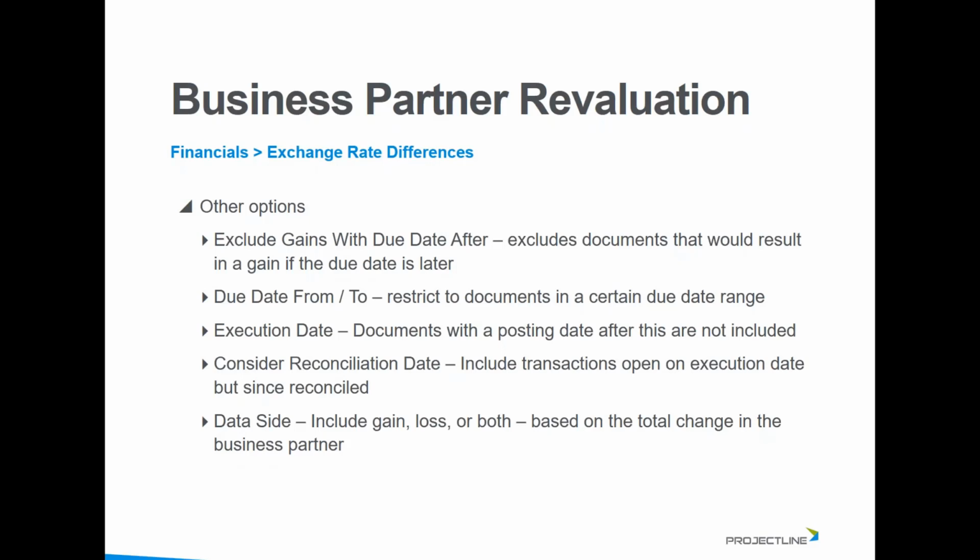We've also got to consider reconciliation date. With it checked on, it will include transactions that were open at the time of October 31st, but are no longer open and have since been reconciled. We've also got a date side option there where we can include gain and loss or both, and that's not based on a single document, that's based on the aggregate change of the business partner.